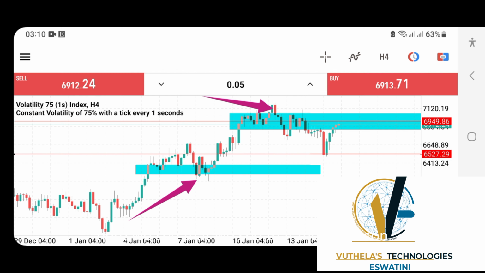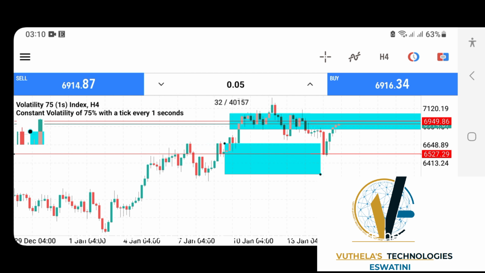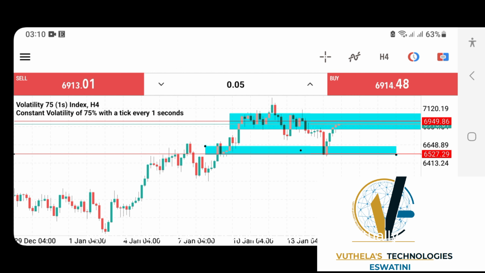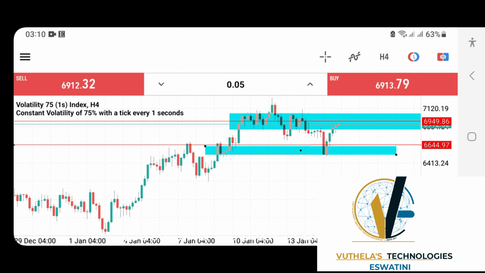For instance, here we see that there is this zone here. But in this case, there is the break of structure here. It means that there is this zone here where the market has respected the price. Actually, there is an order block here. You see, after the break of structure, there is this order block and it is valid.